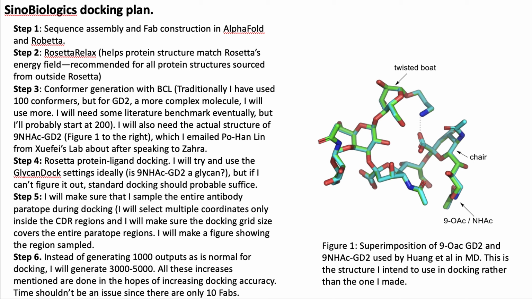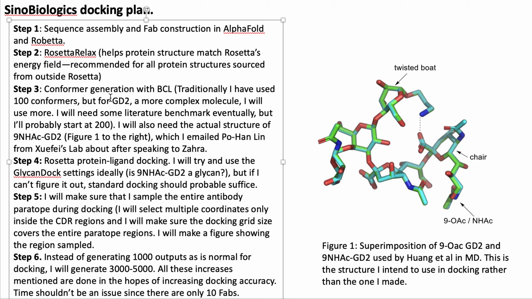which will energetically minimize the homology modeled structure in order to help it accommodate to Rosetta's force field. All Rosetta protocols recommend you run this in order to make the structure better suited to Rosetta. They recommend you run this on structures not obtained from Rosetta, so AlphaFold fitting that criteria. Then we're going to do conformer generation.